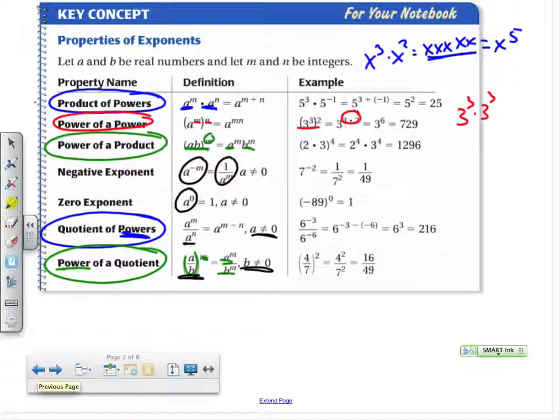For power of a power, your exponents are right next to each other. It's an exponent raised to an exponent. You're just going to multiply those. For power of a product and power of a quotient, you're applying your exponent to every base inside the parentheses. You got parentheses with either division or multiplication. You're going to take your exponent on everything. Negative exponents are fractions, and anything raised to the 0 power is 1.